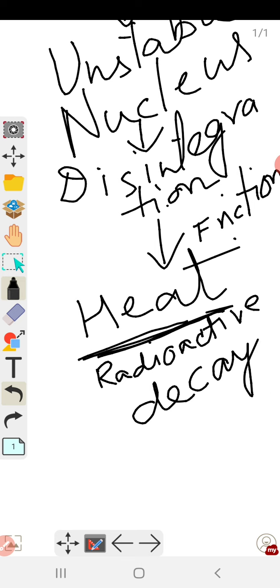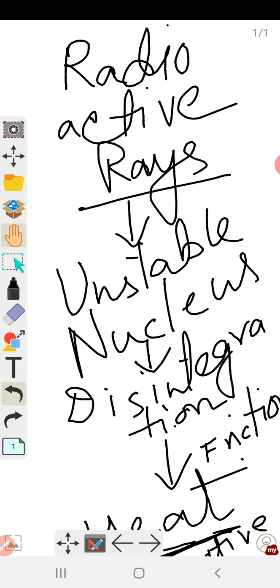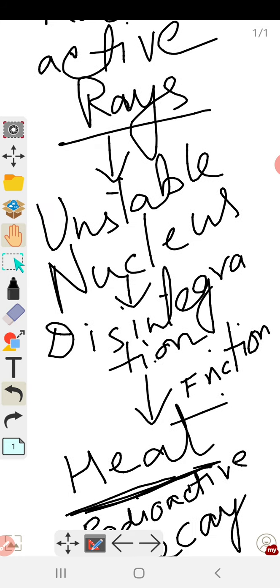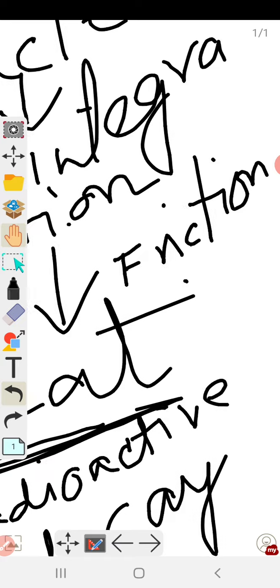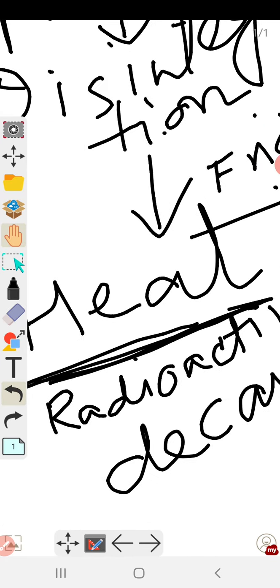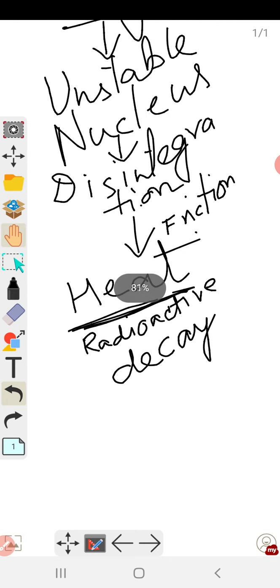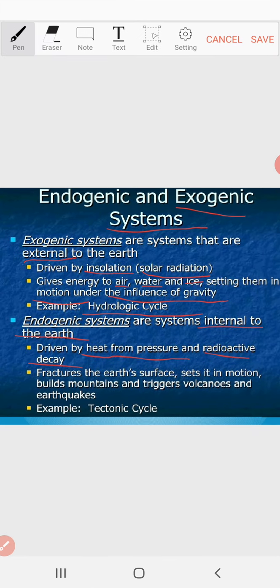Due to the radioactive rays, when it is activating on the unstable nucleus, it disintegrates, and when it disintegrates, it creates friction. When it creates friction, it generates heat, and this heat is basically the source to maintain the earth's interior heat, and this is termed as radioactive decay. So, hopefully what is radioactive decay is clear to each and every student.